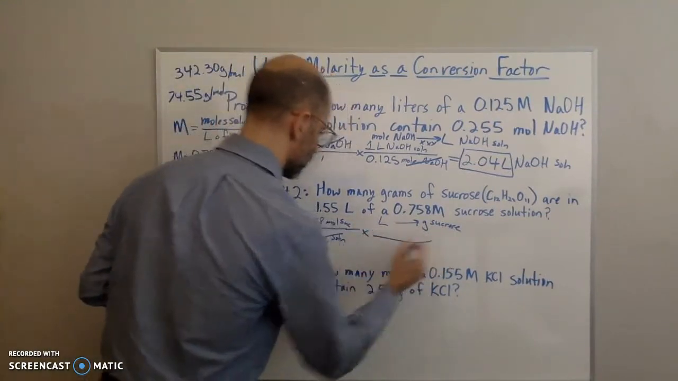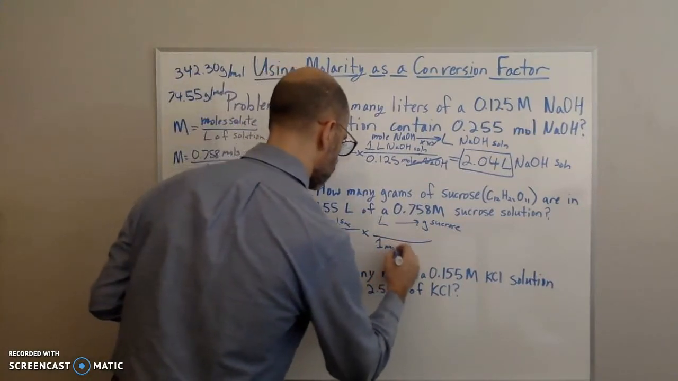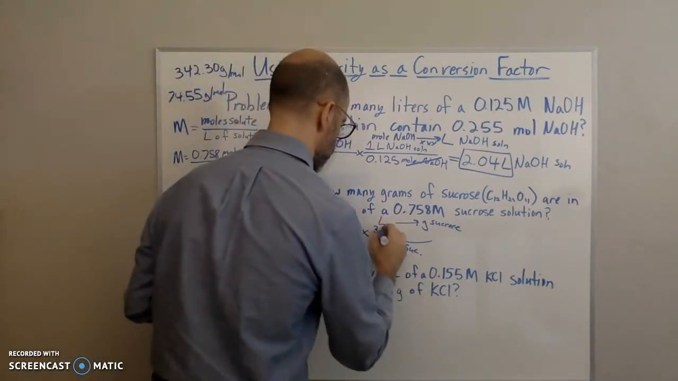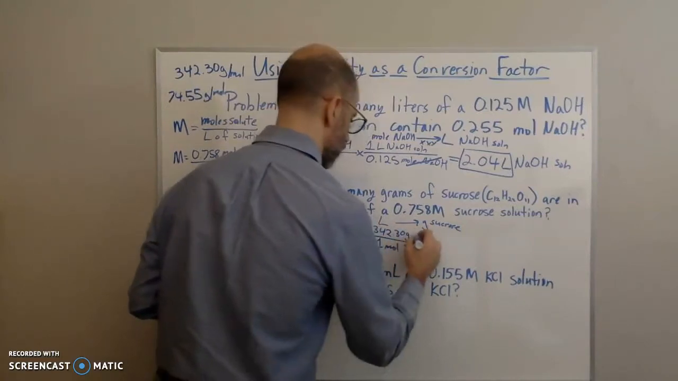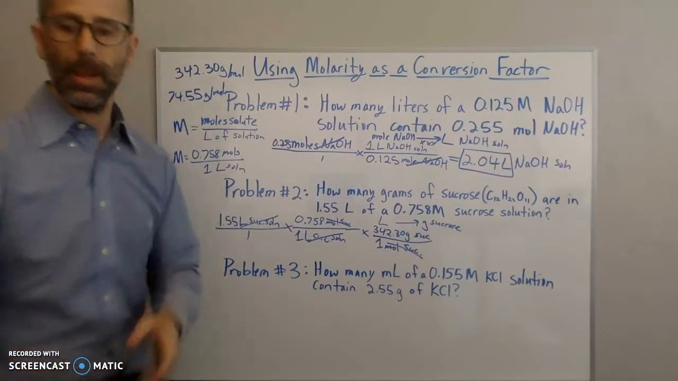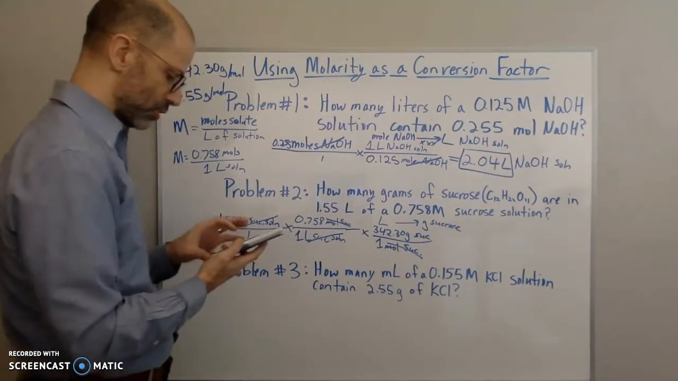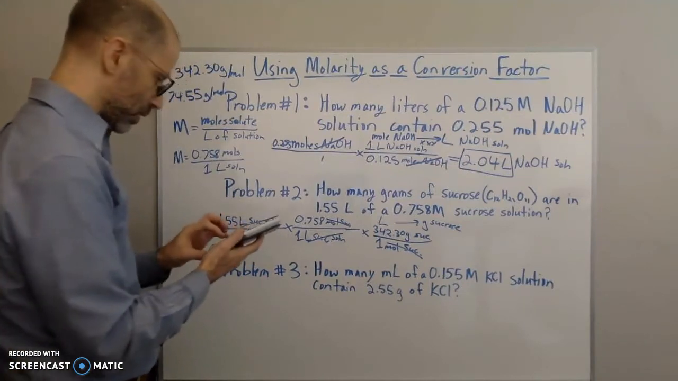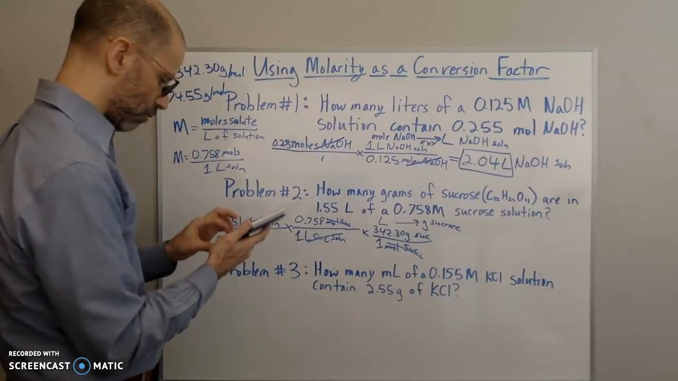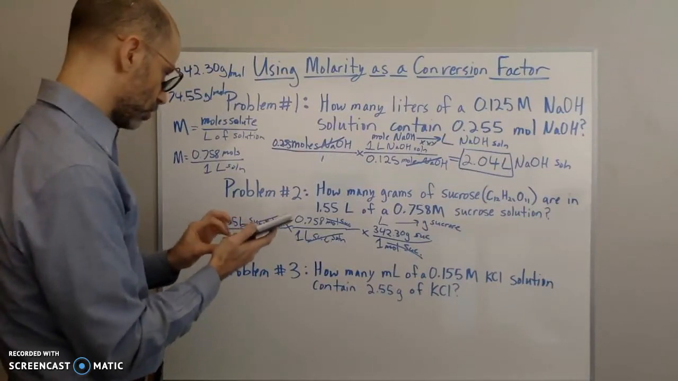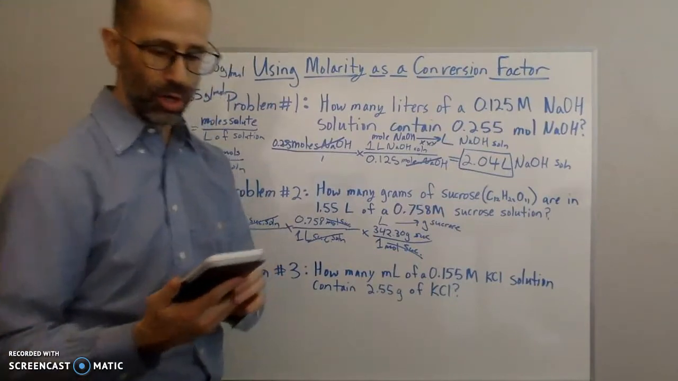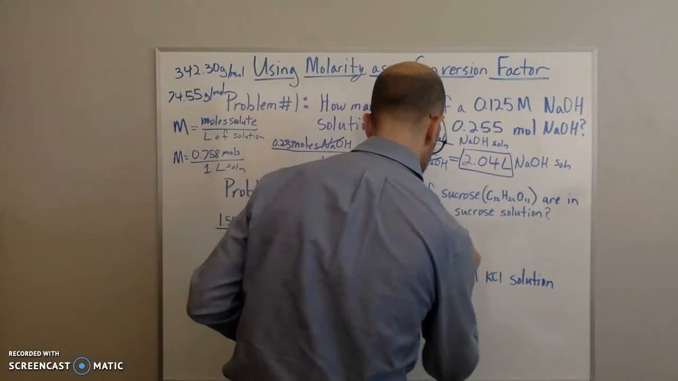So I'm going to do my next conversion factor: 1 mole of sucrose on the bottom and 342.30 grams of sucrose on the top. So my moles of sucrose cancel out. Now I have grams of sucrose. So now all I need to do is calculate the answer. I'm going to take 1.55 times 0.758 times 342.30. I have 1s on the bottom, so I'm not going to divide by that. Equals, and I get 402.168.